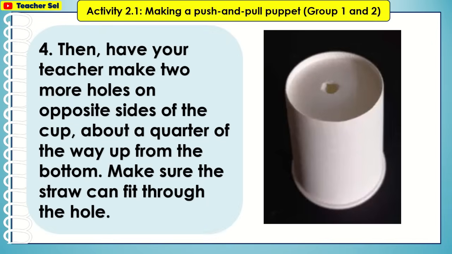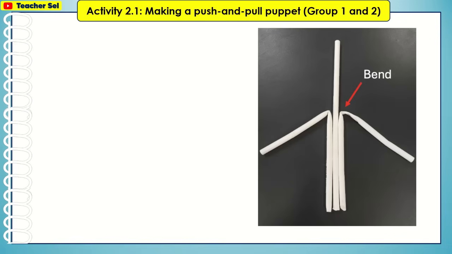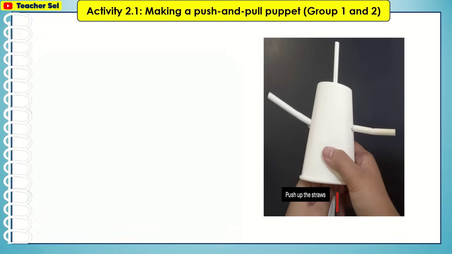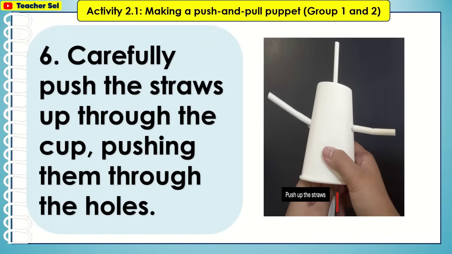Then, have your teacher make 2 more holes on opposite sides of the cup, about a quarter of the way up from the bottom. Make sure the straw can fit through the hole. Bend the two straws at the edges about halfway down. Carefully push the straws up through the cup, pushing them through the holes.